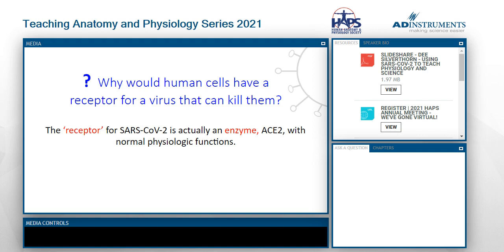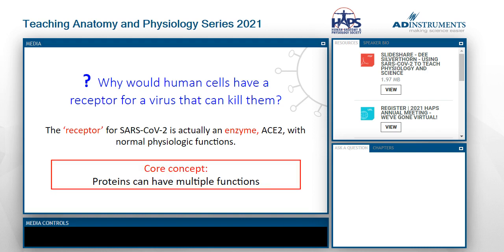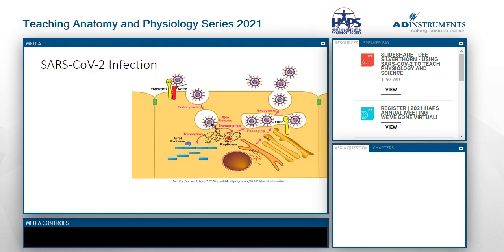What we are seeing as function as a receptor for SARS-CoV-2 is actually an enzyme, angiotensin converting enzyme 2, that has normal physiological functions. And what happens is the virus actually then is hijacking the enzyme and causing it to function in a different way.